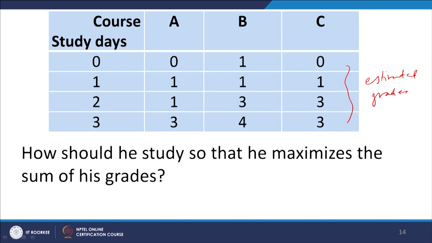So, the problem says: how should he study so that he maximizes the sum of his grades? That is, how many hours, or how many days, should he put in for each of the 3 subjects, so that his overall grades are maximized.